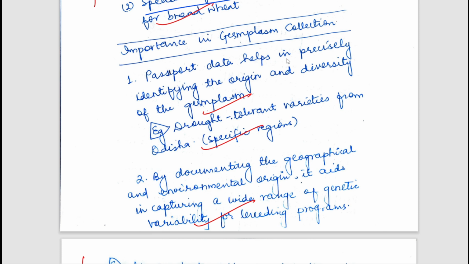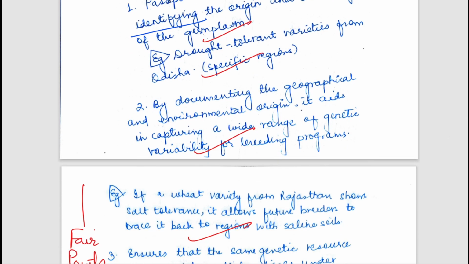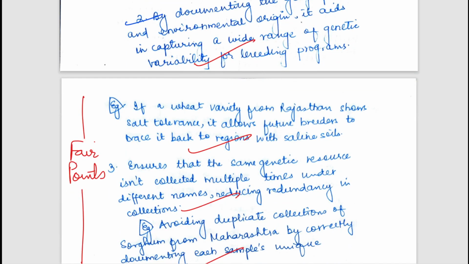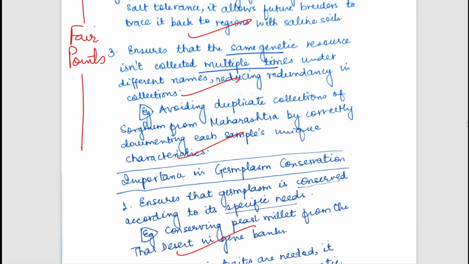It helps you to precisely identify the origin and diversity of the germplasm by documenting the geographical and environmental origin. It aids in capturing a wide range of genetics. For example, if a variety from Rajasthan shows salt tolerance, documentation allows us to capture that. It ensures the same genetic resources aren't collected multiple times, because we have the information and similar duplicates will be prevented.